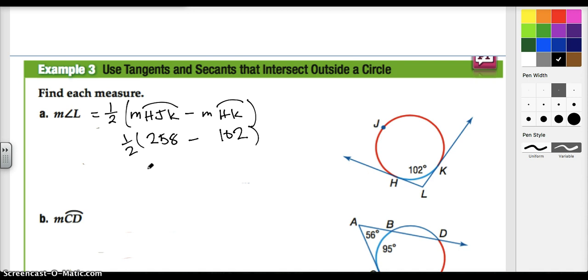I know it seems like a lot, but it's not that bad. All right, so we get 156, right, when I take the difference between those two, and then we're going to cut that in half. Then we divide that by 2, we get 78. Woo, that was a lot. This guy down here is 78 degrees.